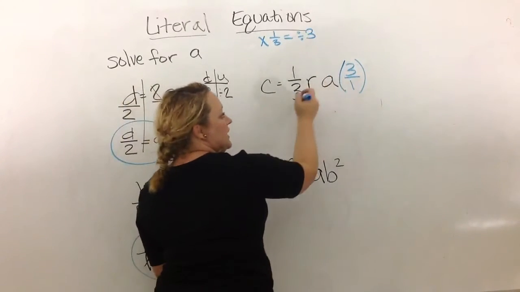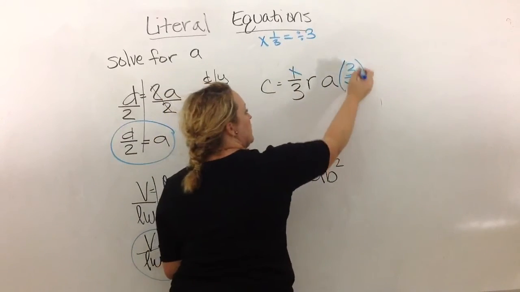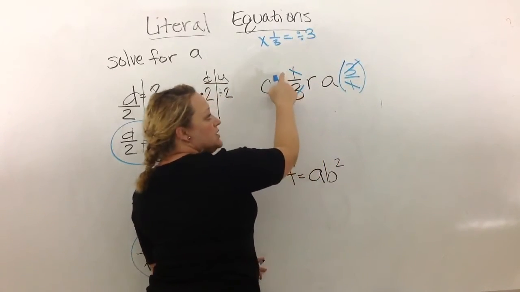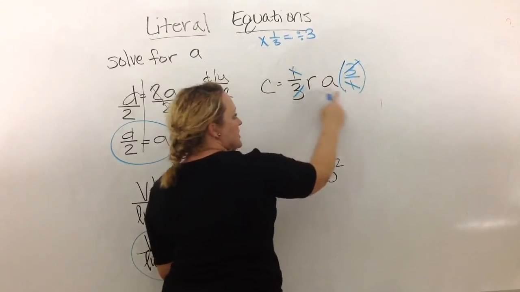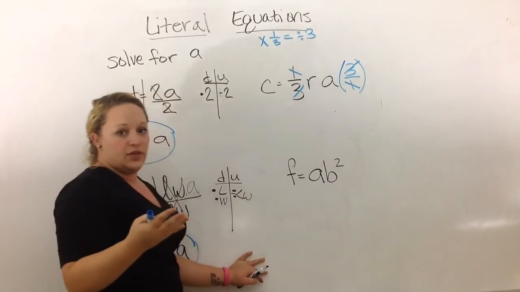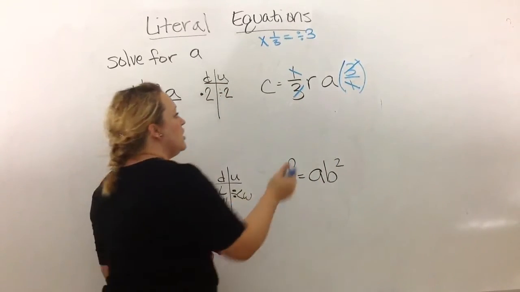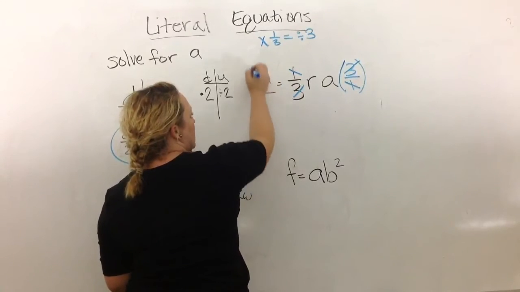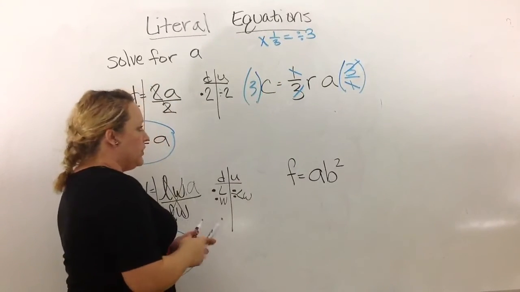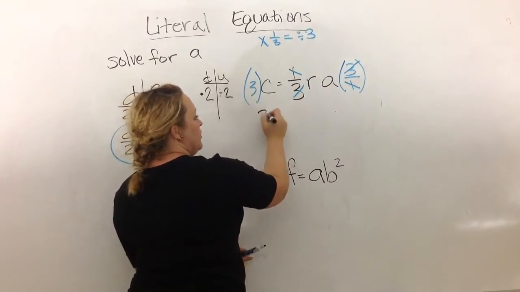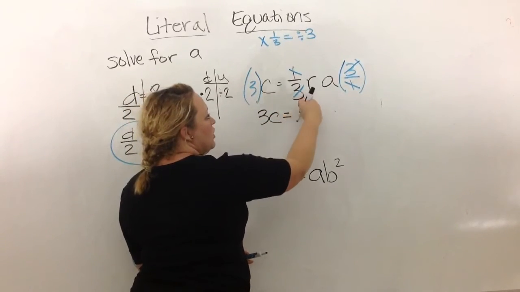So if you do that here and here, this would completely cancel because 3 times 1 is 3. 3 times 1 is 3. 3 divided by 3 is 1. So it cancels each other. We're also going to multiply it by 3 on this side. Okay? So now that leaves me with 3C equals RA.